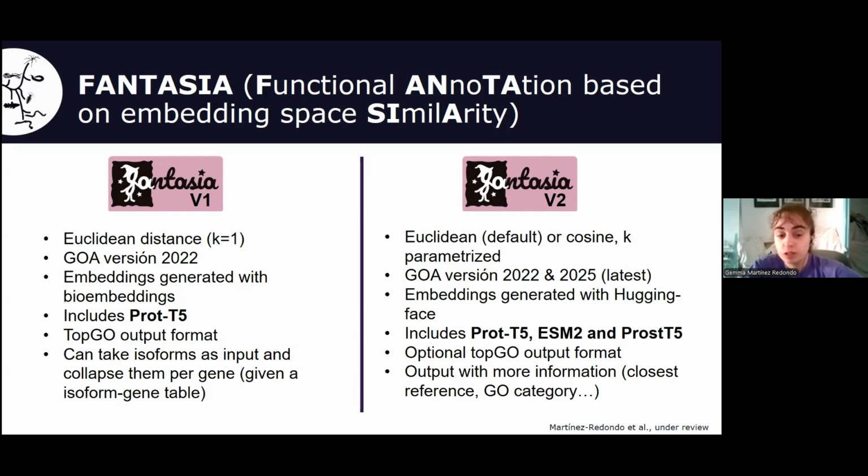Also, the output is a bit different between both versions. In the first one, it has a specific structure. In the second one, it is optional. And the output comes with much more information about the closest references, and if you use different models, which is the closest for each model, the GO category, and many other things.